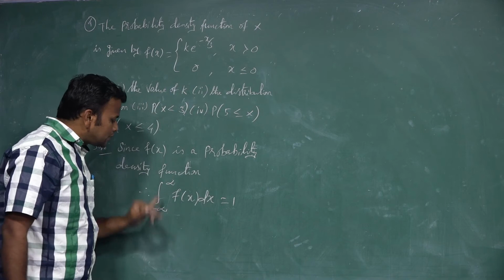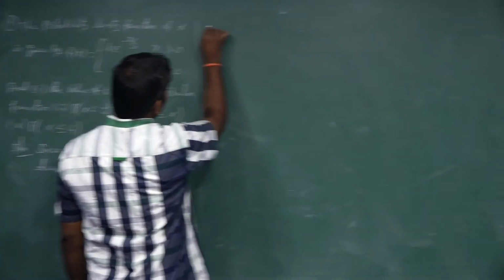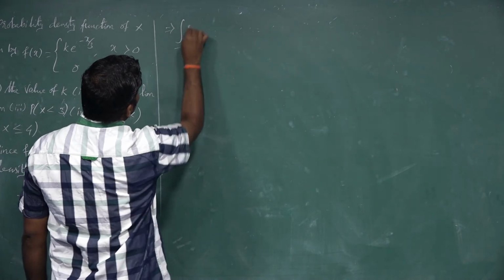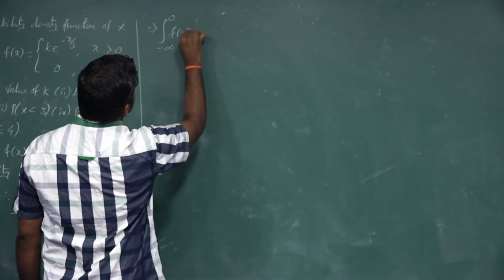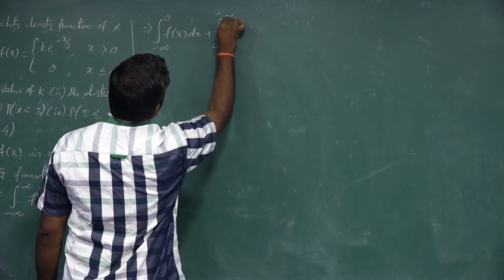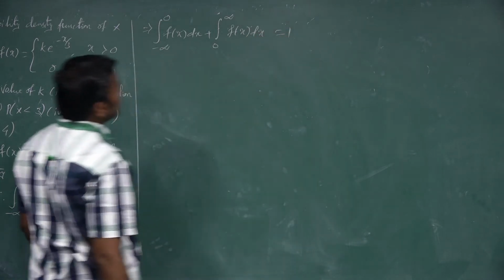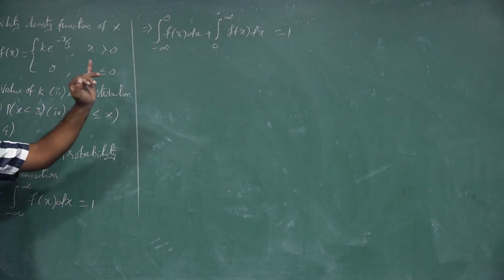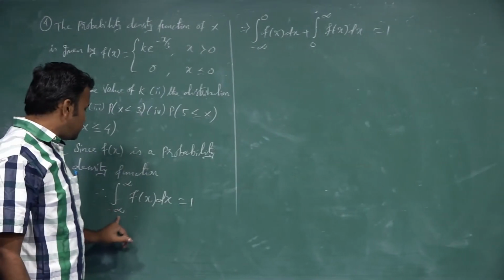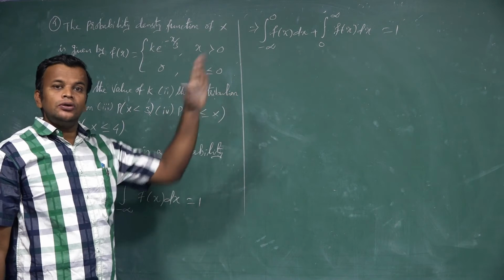So how to write the given integral? For understanding I split it into two: minus infinity to 0 f of x dx plus 0 to plus infinity f of x dx. The single integration became a double integration for our understanding. Minus infinity to plus infinity, I split into minus infinity to 0 and 0 to infinity.